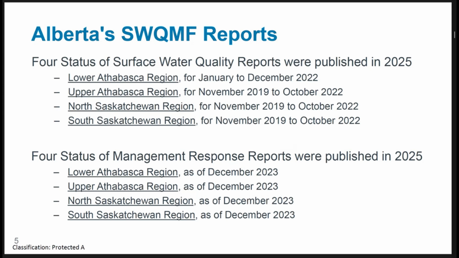Alberta Environment and Protected Areas reports on the status of water quality annually and the status of management responses biennially. The most recent round of reports were published earlier this year in February. The 2022 status of water quality reports include data collected up to the end of 2022, and the status of management response reports cover the activities undertaken up to December of 2023. The next round of annual status of surface water quality reports will be published soon and will include the evaluation results of data collected up to the end of 2023. Next slide.